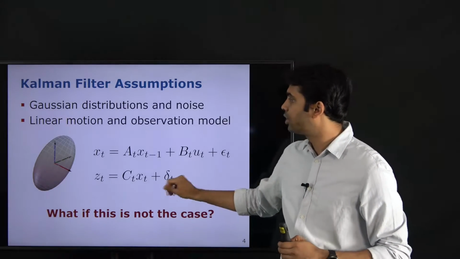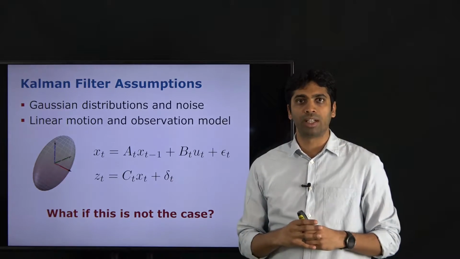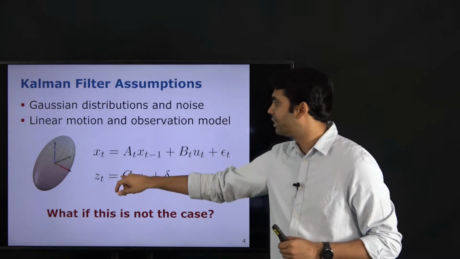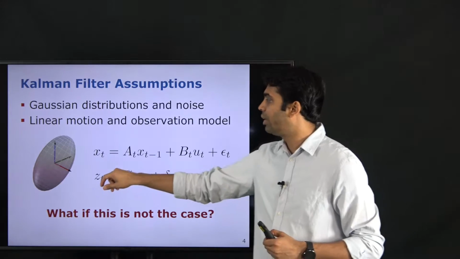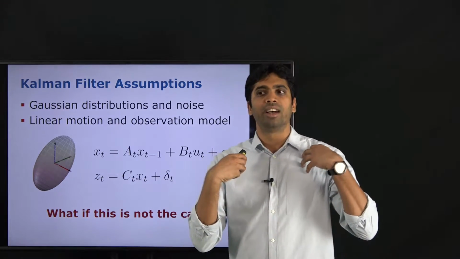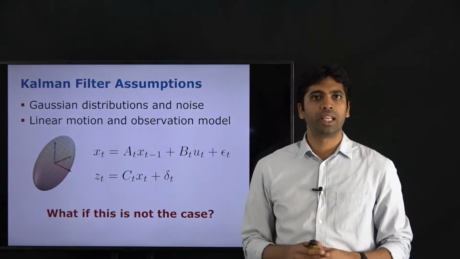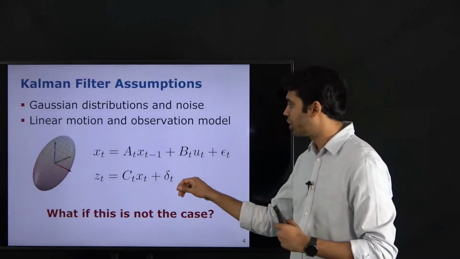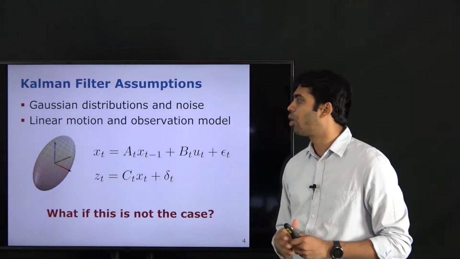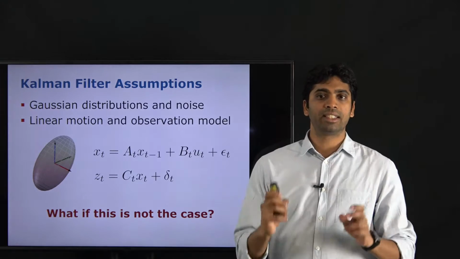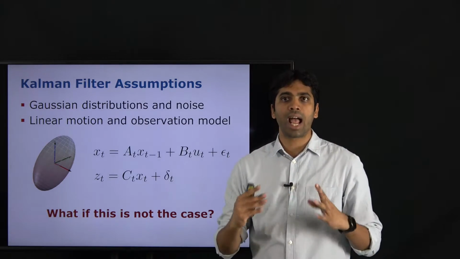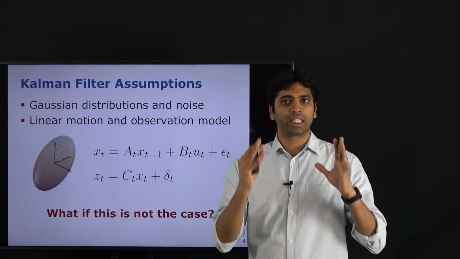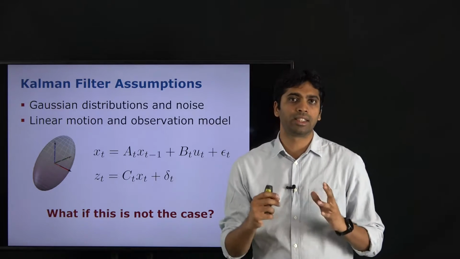Of course, the same needs to hold for the observation model itself. In the observation model, this C_t, something that maps your current position into an expected measurement, also needs to be linear with Gaussian noise on top of that. And given these conditions of having linear motion models, a linear measurement model and Gaussian noise, the estimate that the Kalman filter will find is the optimal one.